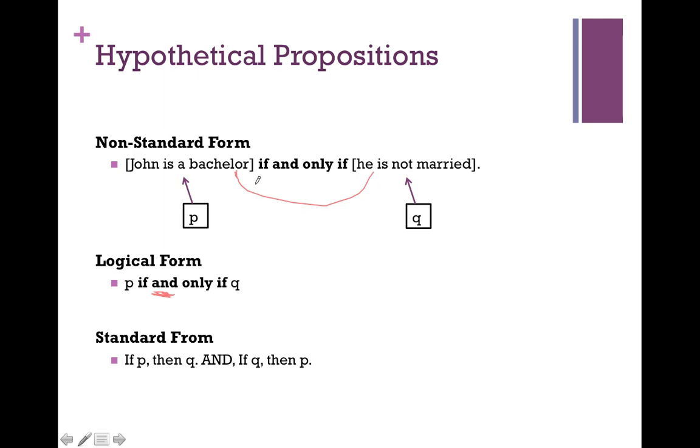It means these two component propositions always go together: if one is true, the other is true. If one is false, the other is false. They always co-vary together. That's what an if and only if statement means. There's a term for what an if and only if statement is. We'll get to it later on. I'll just tell you right now.